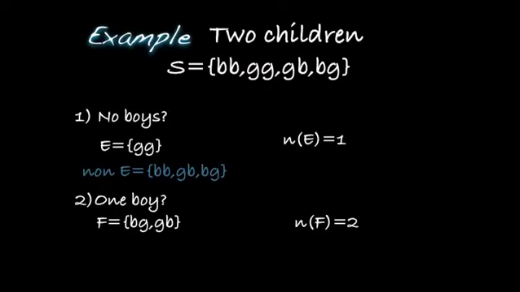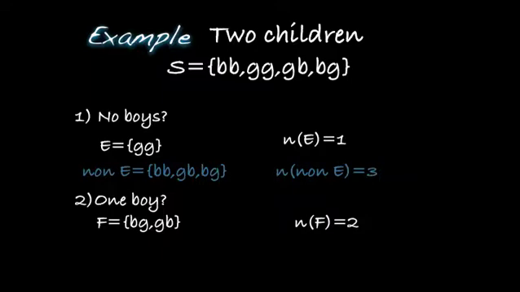If you consider, for example, having 2 children, it has a sample space that consists of 4 possible outcomes. If the event of having no boys is labeled E with the GG, notice there are no boys in that outcome. The complement of E is the BB, the GB, and the BG. Those outcomes are not in E, but they are still in the sample space. And notice that they are 3 outcomes. So 1 plus 3, again, notice is 4, the total number of possible outcomes.